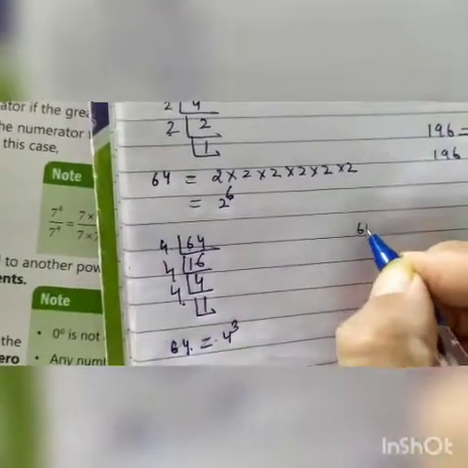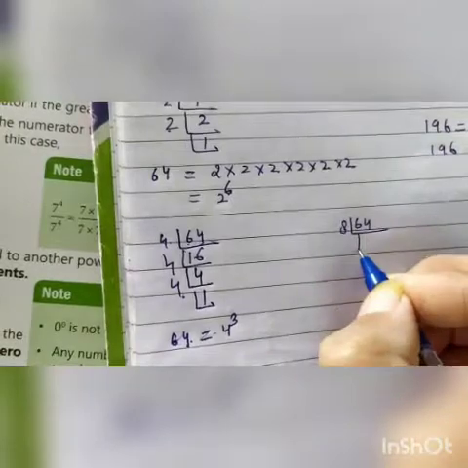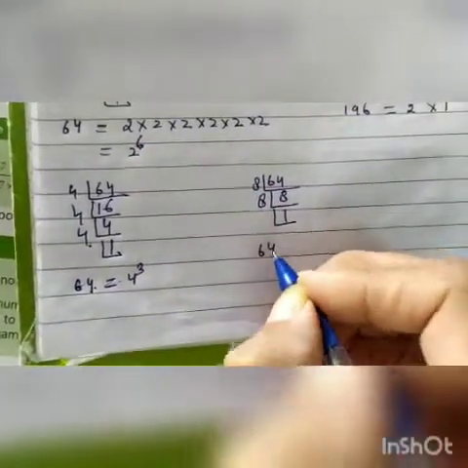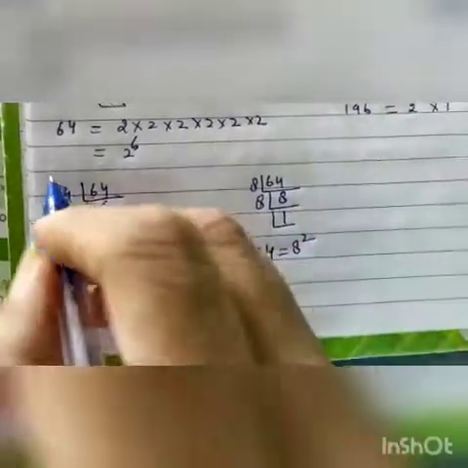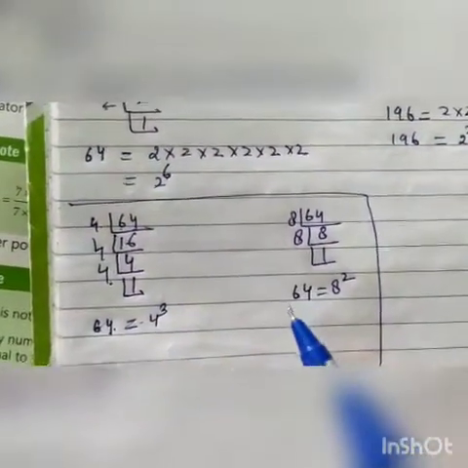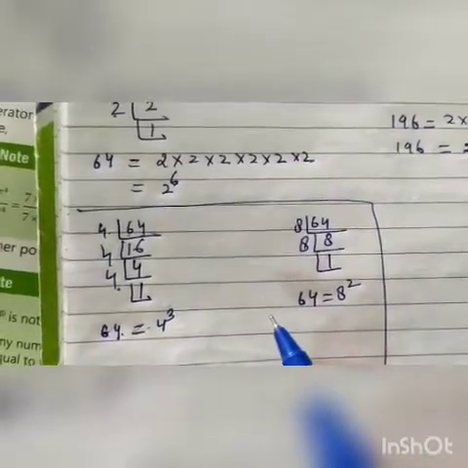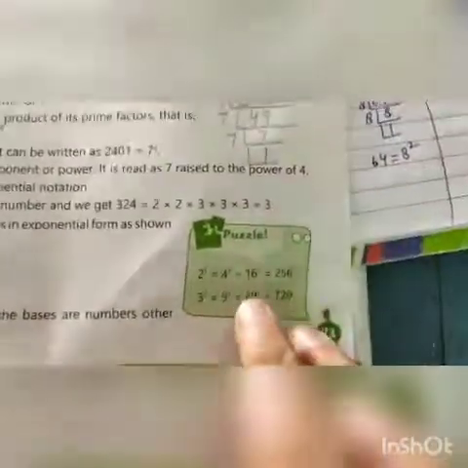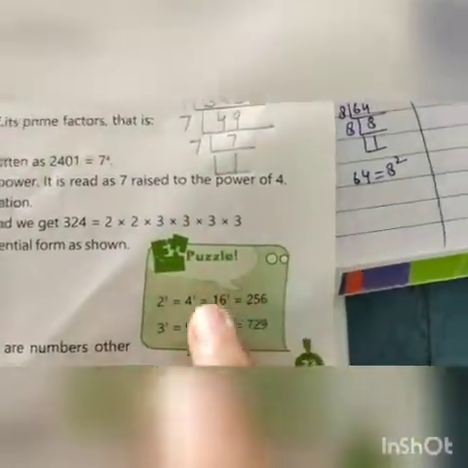In the same way, if we divide 64 by 8, 8 8s are 64, 8 1s are 8. So 64 is equal to 8 power 2. Do not write this in your notebook. This is only for your explanation. See, this type of question is also given in your book, page number 73, puzzle.